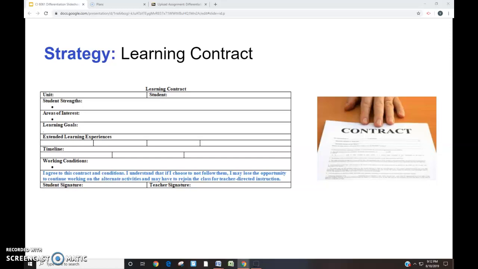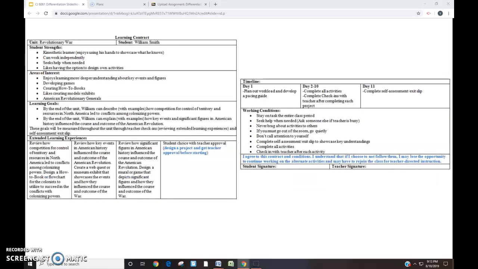Teachers would meet with the student to complete the contract. The contract spells out exactly the work that the student will complete during the unit. This work will be completed during class time and while the teacher is working with other students. The work is designed especially for the student, which matches their individual needs. Students who violate the contract may lose the privilege of working independently or on future contracts. Here's an example of a contract that I used with William Smith.